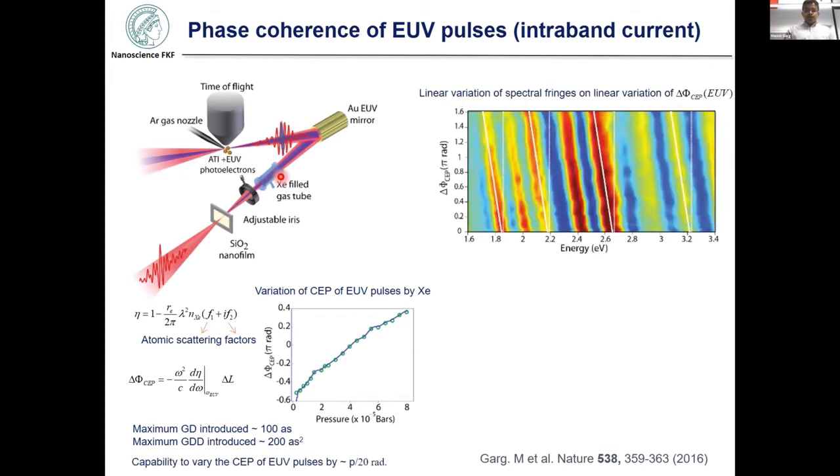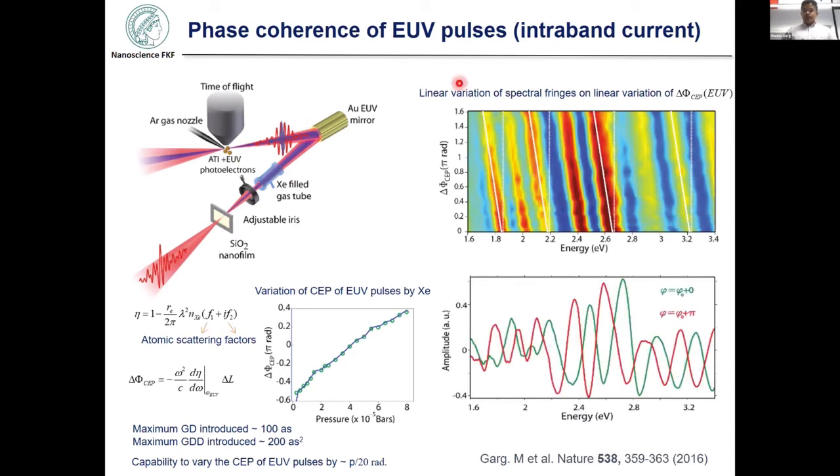Now if we just vary the CEP of our optical pulses, we see that the interference fringes move quite nicely. And this experiment confirms that the interference fringes that we are measuring in our experiment are real, and we are able to control them.